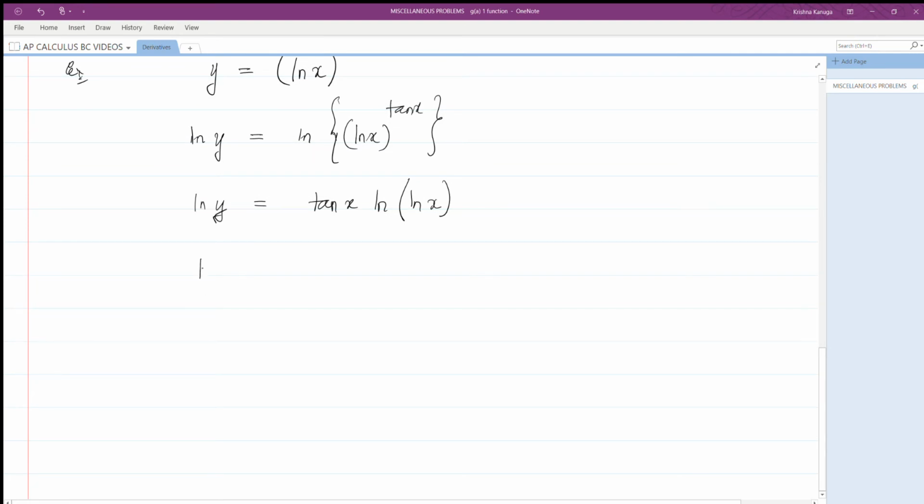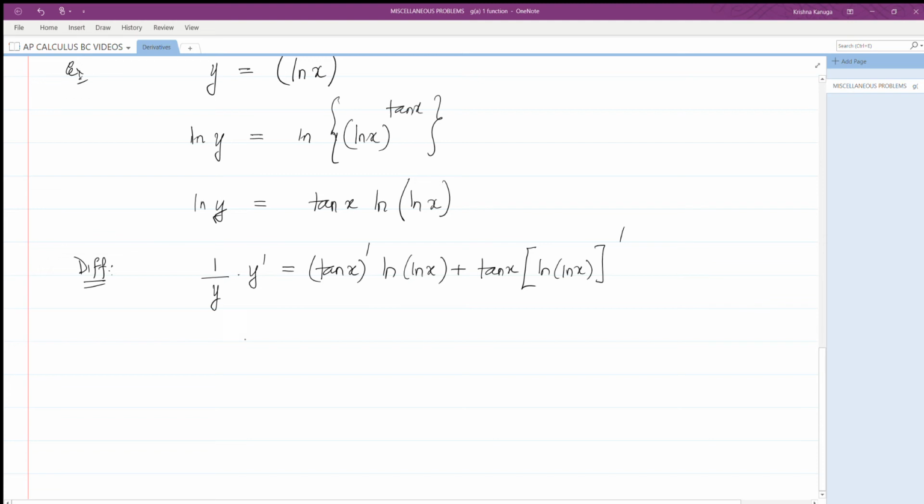So let's write down the derivative of the left hand side, which will be 1 over y times y prime, which is equal to, now here we will use the product rule. So I can rewrite this as tan x prime times ln of ln x, plus tan x times ln of ln x, the whole thing primed. So be very careful here because it's easy to make mistakes.